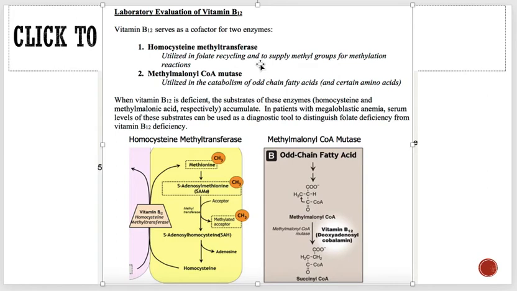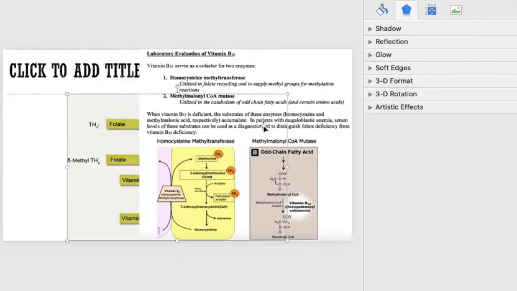So these two functions are very important to maintain the neurological system in the body. Whenever vitamin B12 is not there, these two things are disturbed. Homocysteine will not convert into methionine, and there will be hyperhomocystinemia. And the other thing I can mention over here.